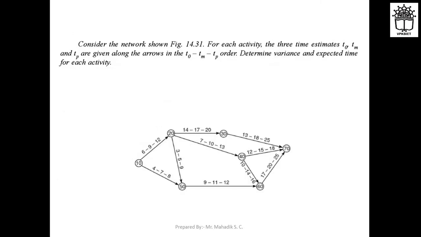So with the help of one numerical, we will see how to calculate the probability of the occurrence. Here consider the network. For each activity, the three time estimates, TO, TM, TP, are given here. You can see that. Determine the variance and expected time. So in this numerical, only variance and expected times are asked to calculate. You can see the activities are given 10, 20, 30, 70 like that, 10, 50, 60, 70 like that, 10, 20, 40, 70 like that. For all these activities, TO, TM, TP are given on the arrow. You need to calculate the variance and expected time.